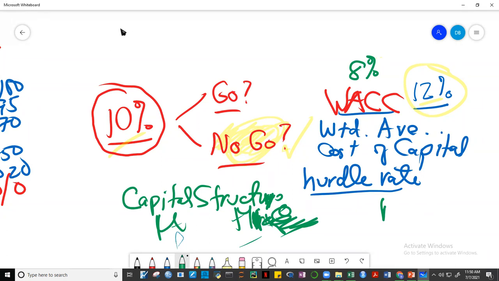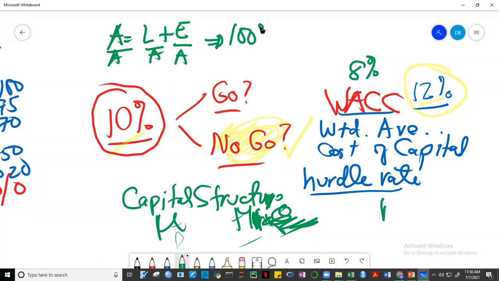Ano ba yan, guys? So, di ba assets is equal to liabilities plus equity? Okay, if we divide this by assets, divide everything by assets, this reduces to assets divided by assets, that's 100%, di ba? So, this is now equal to your DR plus your ER. Your DR is your debt ratio, ER is your equity or capital ratio. Kaya ang tanong, ano ba yung maganda para sa isang company? Ilang percent yung debt ratio, ilang percent yung equity ratio?